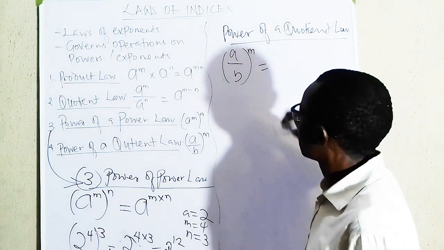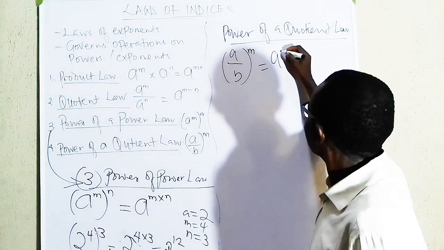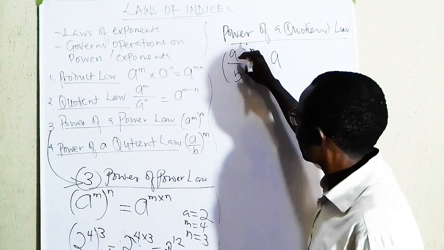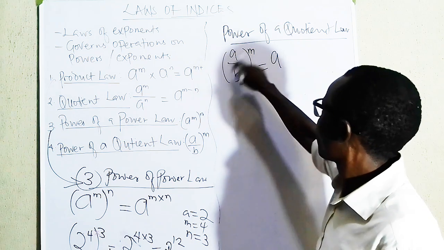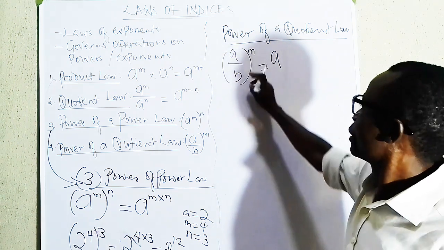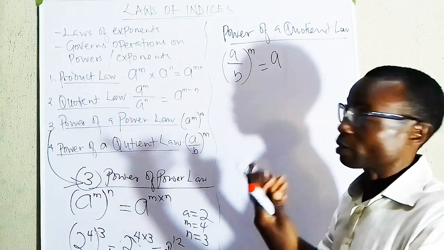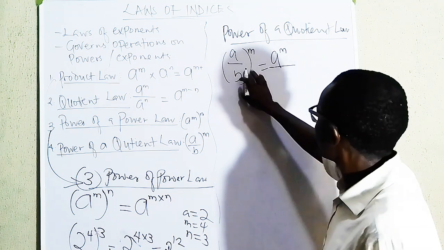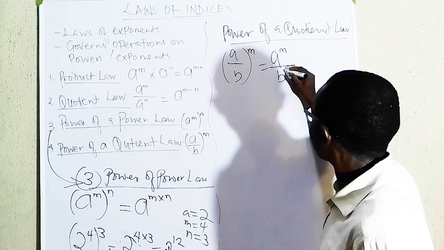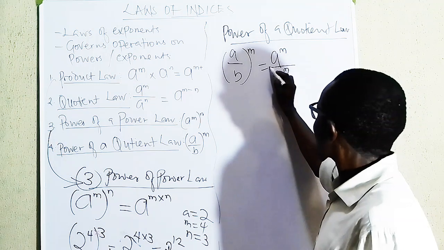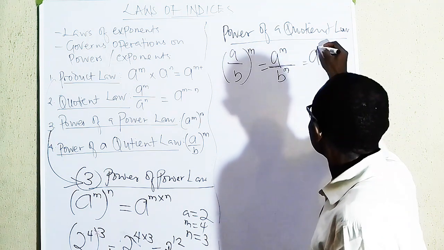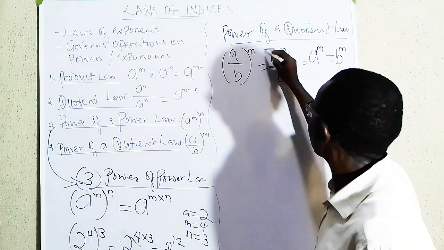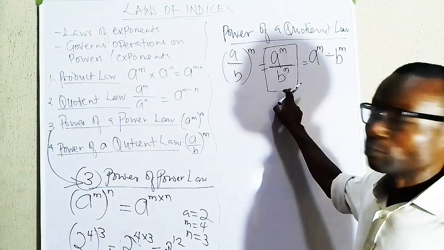What happens here? It means a divided by b, all raised to power m. If I want to split this, I can separate it. This will mean that a is raised to power m and b is raised to power m. Now this is still a division sign. It's still the same thing as saying a raised to power m divided by b raised to power m. But basically we'll stop here.